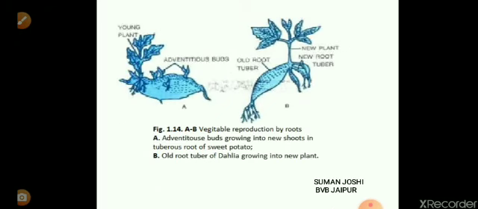Now vegetative propagation through root. We all know the sweet potato, Ipomoea batatas, where the adventitious buds are present and they can form the new shoot. This is actually the tuberous root which stores the food also, and it is used for vegetative propagation also. The next example is of Dahlia. Here also the adventitious buds are present, which can form the new plant.